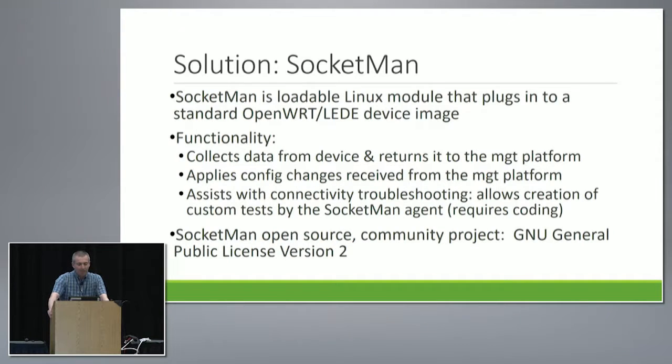So what they came up with, they've been working on it for quite a while now. They came up with the SocketMan solution, which is basically a loadable Linux module that will plug directly into a standard OpenWRT image that you can get from the OpenWRT site. So you can just go along, get yourself a precompiled binary, put it onto your AP, and just load on SocketMan with an OPKG install command.